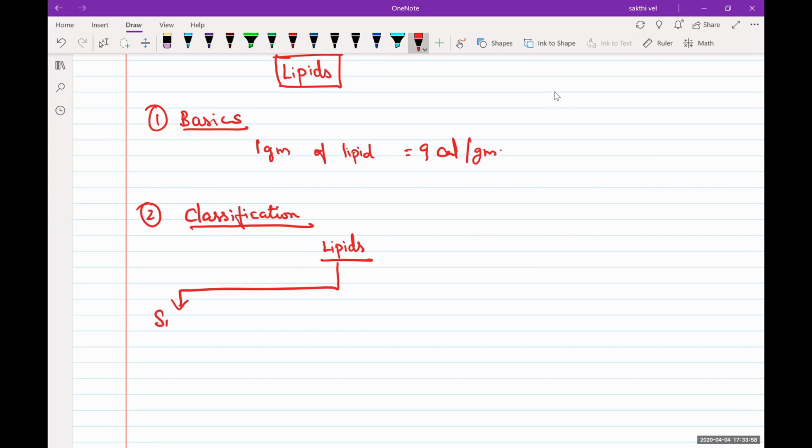Simple lipid, compound lipid, and derived lipids. So what are simple lipids, what are compound lipids, and what are derived lipids? That's a pretty important one.